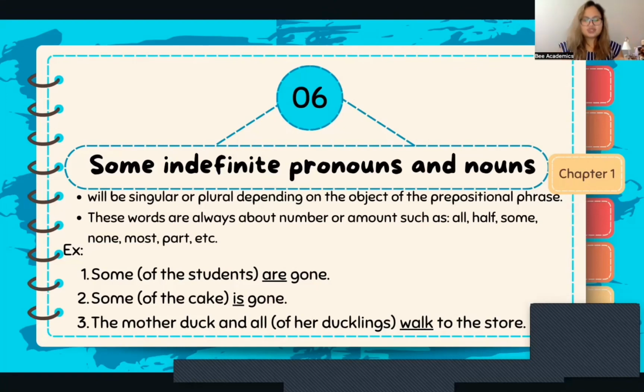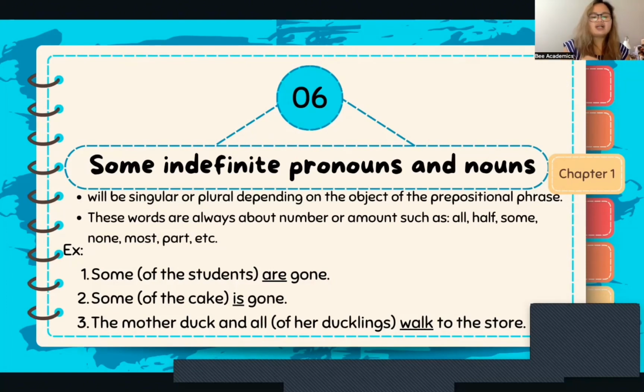Why did we enclose the student? Are the students countable? If yes, you use plural. If the noun after your indefinite pronoun is not countable, some of the cake is gone, you use singular. Okay? Number 3, the mother duck and all of her ducklings walk to the store.